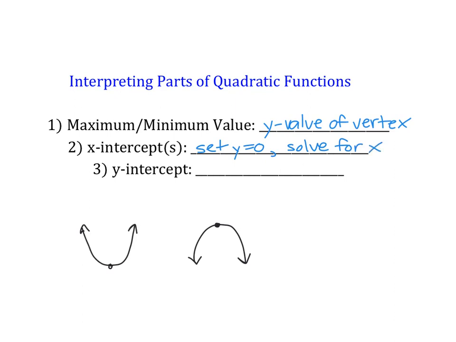And to find the y-intercept, we set x equal to 0 and solve for y. This value is also called the constant.